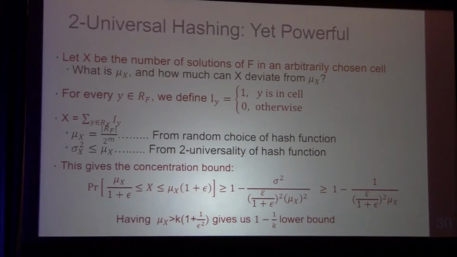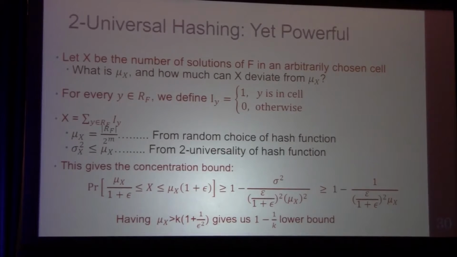So what is the expected number of solutions in a cell, and how much can it deviate from that expected number? If I define an indicator variable which is 1 if an assignment is in the cell and 0 otherwise, then the number of solutions in the cell is just the sum of these indicator variables. And the pairwise independence, remember the XORs are 2-universal hash functions, makes these indicator variables pairwise independent. Now we can show that the expected number of solutions in a cell is exactly the total number of solutions divided by the number of cells. That part is not hard, and it comes from the random choice of the hash function.